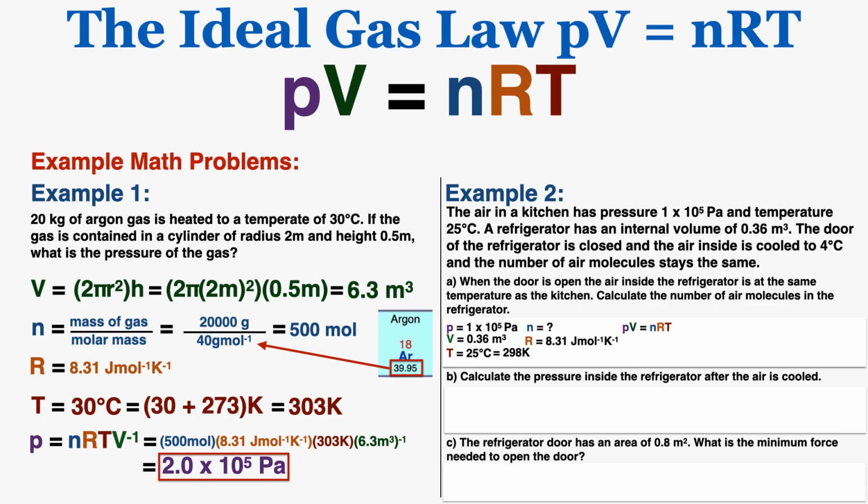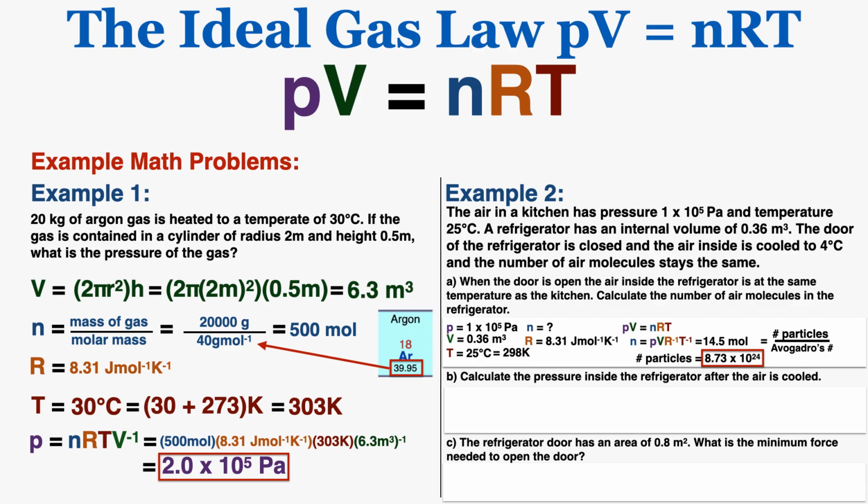I can plug that into PV equals nRT, so n is equal to this equation. When I plug in my values, I get 14.5 moles. But I need to know how many particles there are. The number of moles is equal to the number of particles over Avogadro's number. So when I multiply both sides by Avogadro's number, I get a number of particles equal to 8.73 times 10 to the 24th. That's how many particles of air there are in the refrigerator.